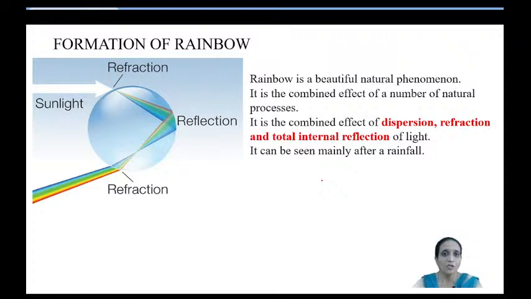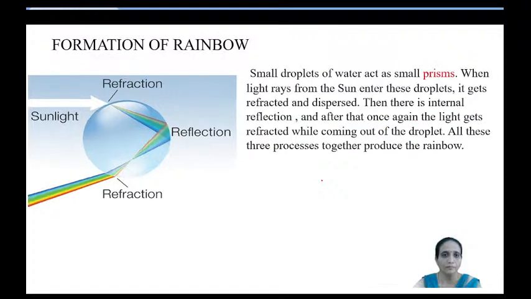Now, rainbow formation, this is also a very beautiful natural phenomenon that occurs in nature. It is a combined effect of a number of natural processes. It is a combined effect of dispersion, refraction, and total internal reflection of light. It can be seen mainly after a rainfall.